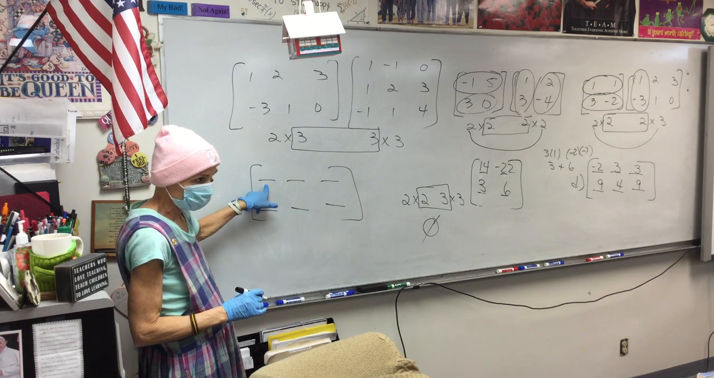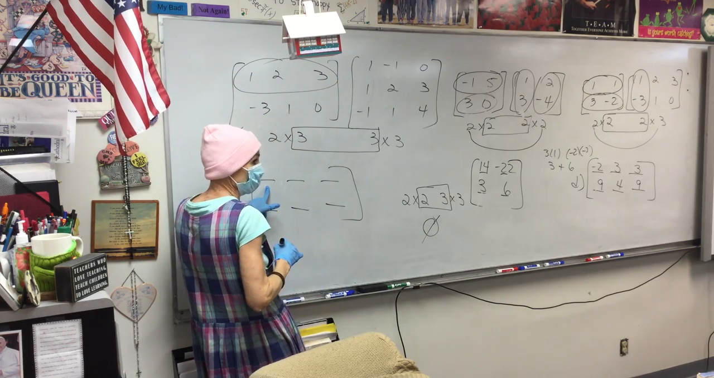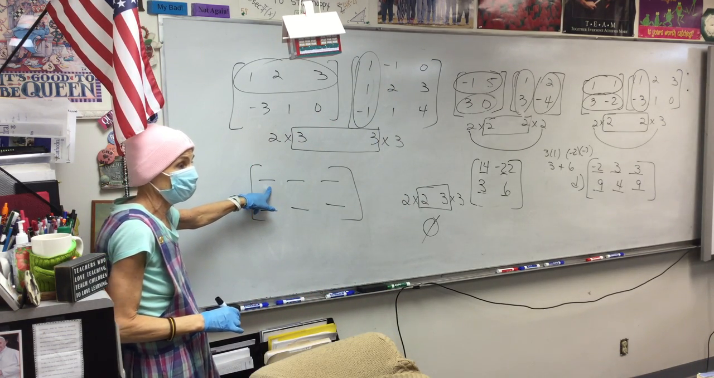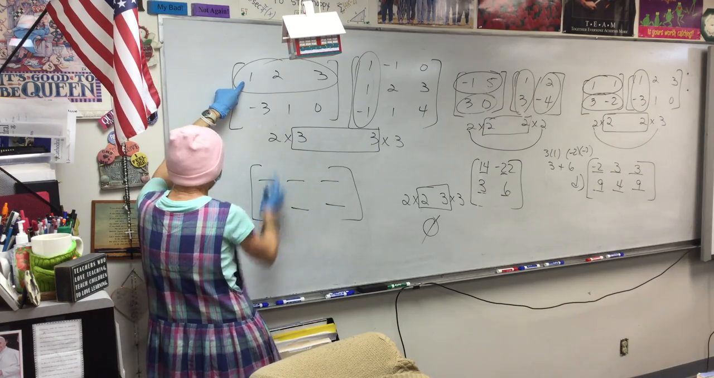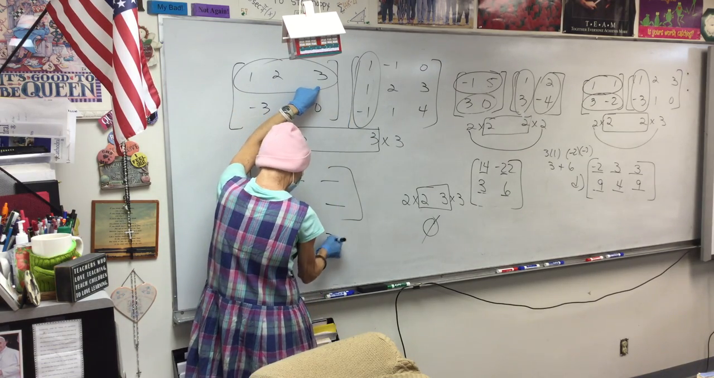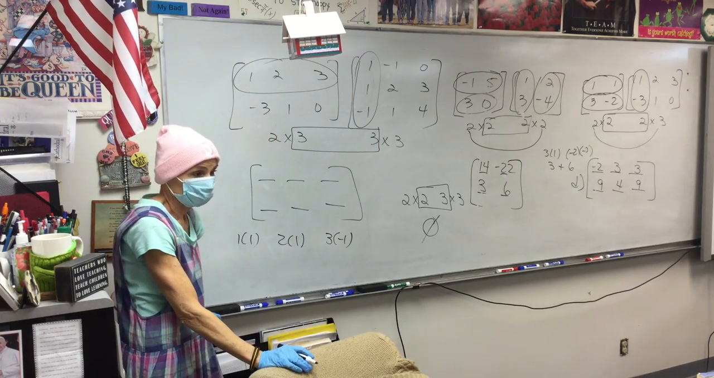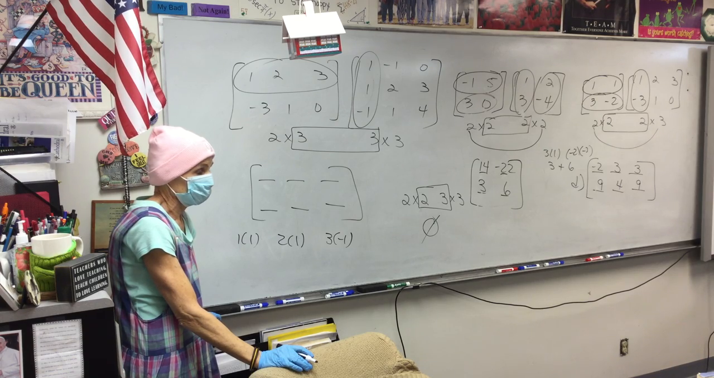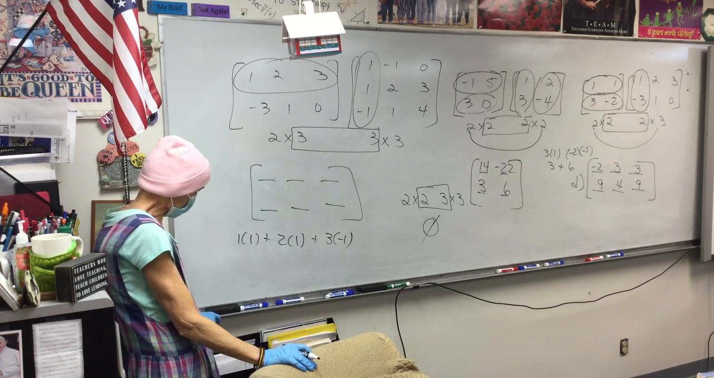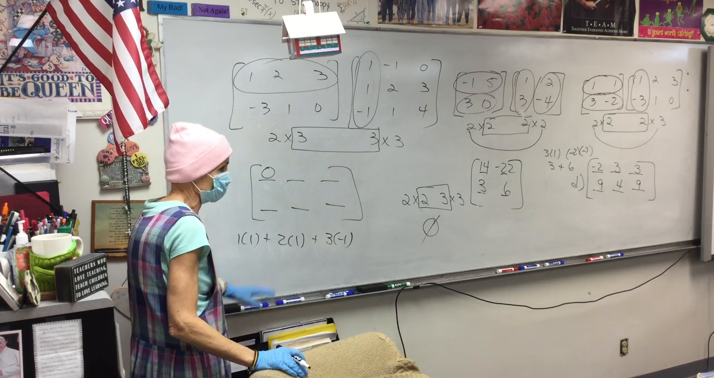Now to fill that spot, we have to multiply the first row times the first column. This is a lot to keep track of. We need to take 1 times 1, 2 times 1, and 3 times negative 1. And then we have to add them up. Did you get 0? Yeah. Lot to keep track of. Write it down if you need to, that's fine.